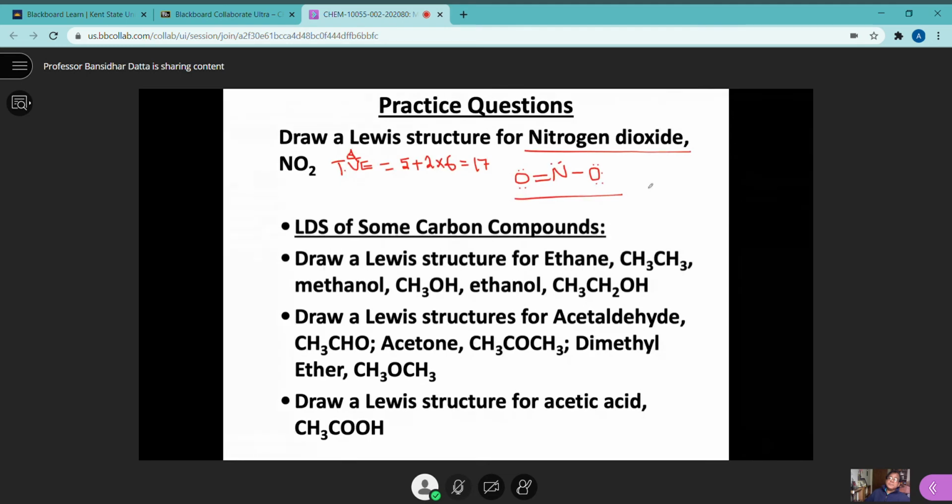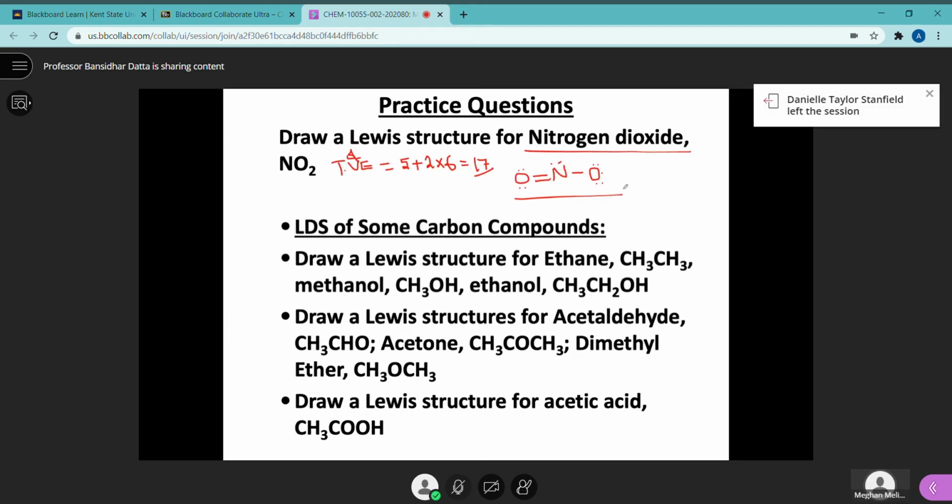Nitrogen dioxide. Now in this case, this oxygen is not fulfilling the octet rule. As you can see, 2, 4, 6, 7, because we do not have additional electrons. One oxygen has an octet, nitrogen has an octet, but this oxygen does not. That's what the Lewis dot structure is all about. Not in all cases does it follow the octet rule. There will be some additional electrons remaining, and you have to draw it as it is.